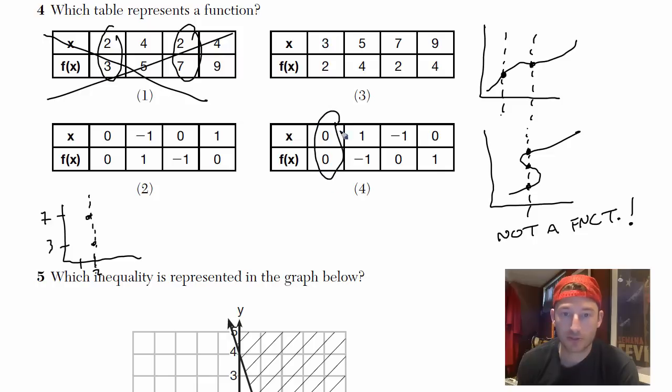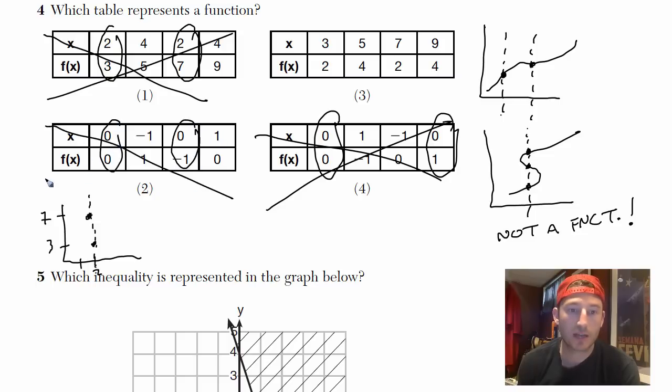So what happens if you go to this one? There's a point at 0, 0, and there's a point at 0, 1. Well, I'm not going to draw this out again because when you do the vertical line test, you're going to hit 2 points, right? It's not a function. That's gone. Here's 0, 0. Here's 0, negative 1. That's gone. So when you have the same x but different y's, it's not a function. That's probably the easiest way I can tell you. Same x but different y's.